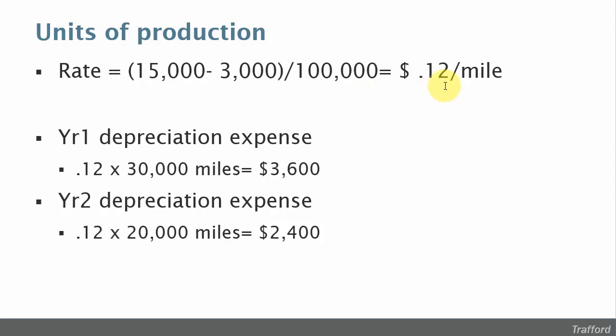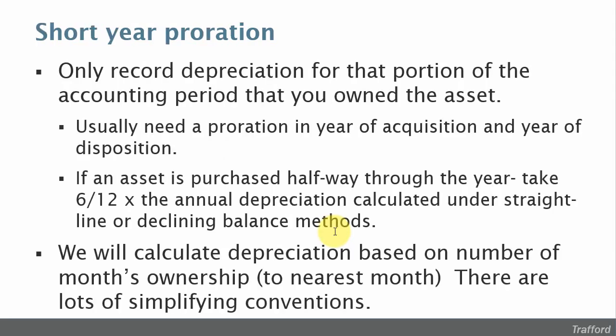In other words, for every mile we drive this truck, we're going to charge 12 cents of depreciation expense. What's our expense for year 1? Well, how many miles did we drive in year 1? 12 cents times 30,000 miles driven would be $3,600 of depreciation expense in year 1. Similar logic in year 2 yields $2,400 of depreciation expense there. This method seems to be a really good application of the matching principle because we're more closely tying asset use to depreciation expense taken.